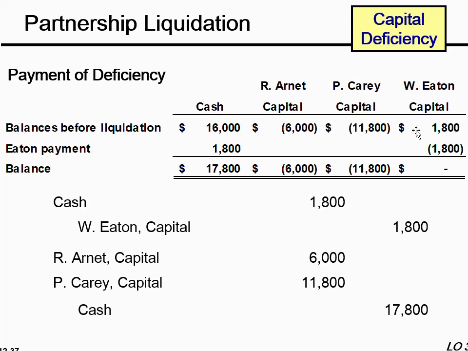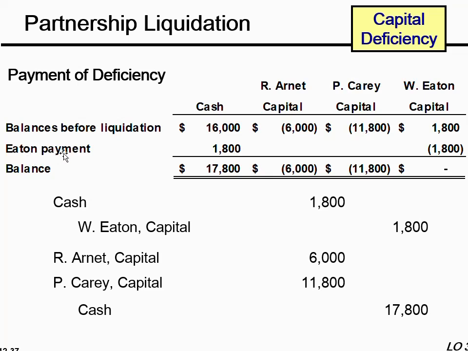I just explained to you the first row, which is balances before liquidation. In this example, the case is that Eton used his personal property to pay off his debit balance of the capital account. Credit means they have to take back from the partnership, but debit means they have to pay to the partnership. So he has to pay 1,800 to the partnership.